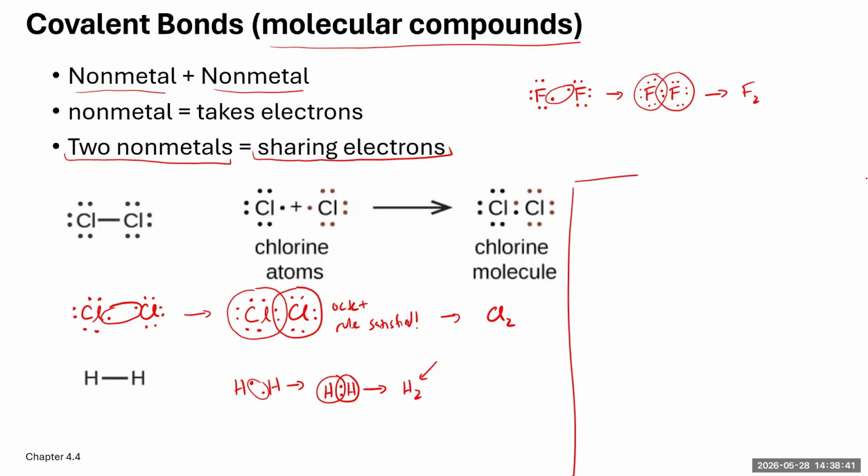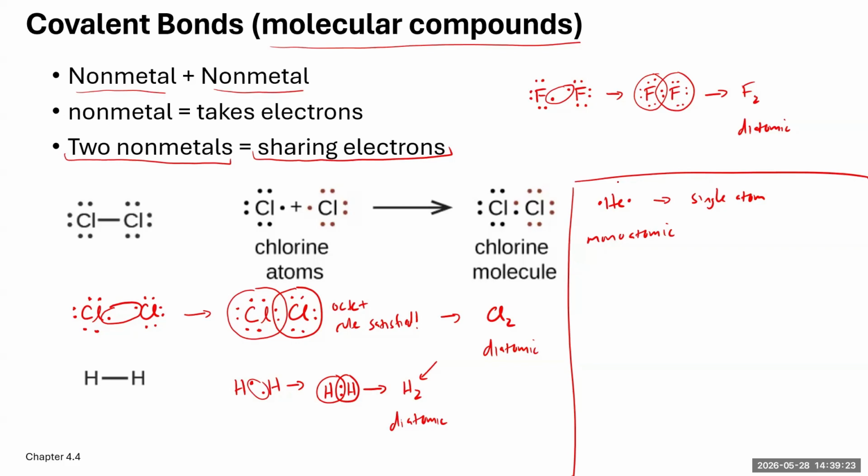Now let's go back and take a look at helium. Helium has two electrons. It doesn't want to take electrons, it doesn't want to give electrons, it doesn't want to share electrons. It just stays as helium, a single atom. This is what's called a diatomic molecule, two atoms of the same kind. This is diatomic. This is monoatomic, because it's already happy.